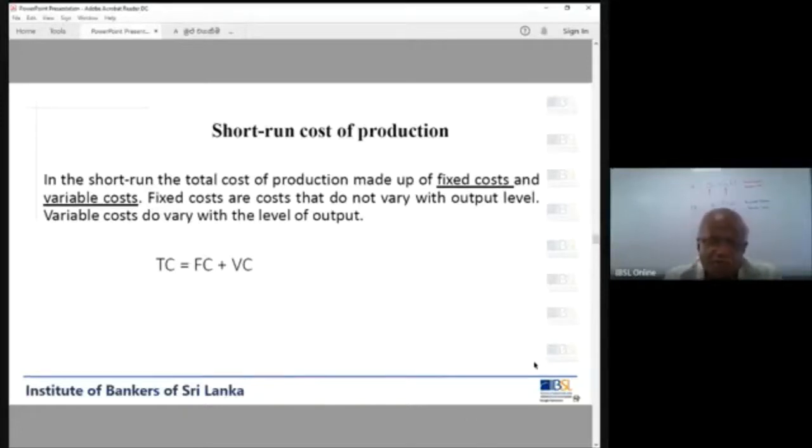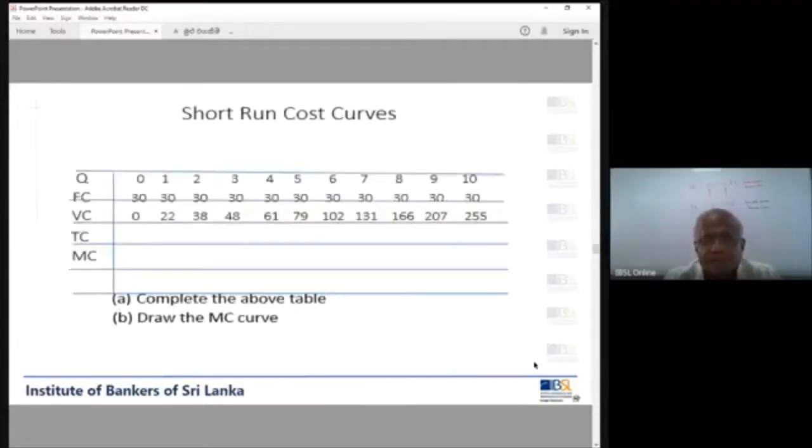Therefore, in the short run, TC equals FC plus VC. FC is the fixed cost, VC is the variable cost, TC is the total cost. Right.